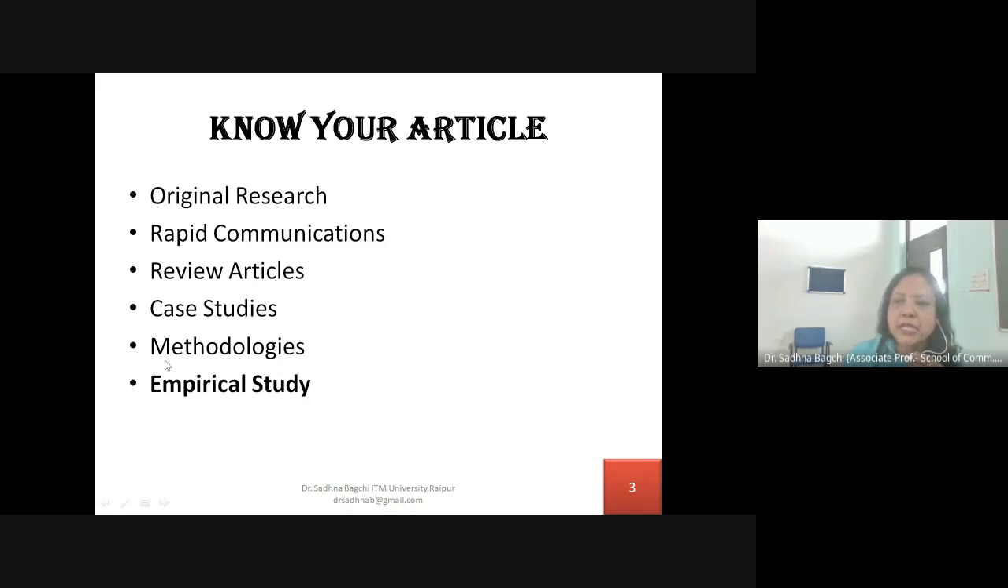In a methodology paper, you are providing some solution to a problem of society or a problem of the industry. Next, the case study: your article is based on some event that has already happened, you take that event as a case study, and you elaborate all the aspects of that particular case. So does your article belong to this category?